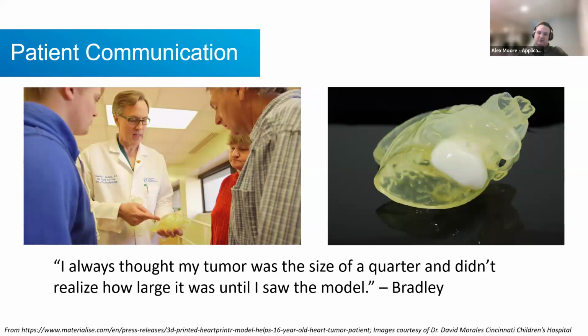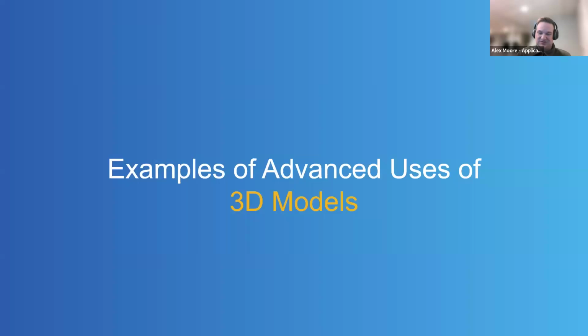Patient communication is another one. In this case, there was a cardiac tumor, and they were trying to figure out the best way to approach it. They were going to surgically go in and burn the tumor out. But after they saw the model, they decided it was in a position where the heart was functioning fine, and they didn't need to do any surgical intervention. So lots of different applications on the hospital side.